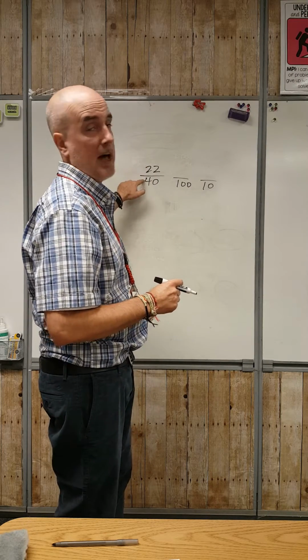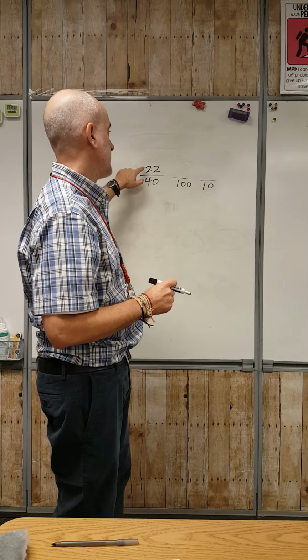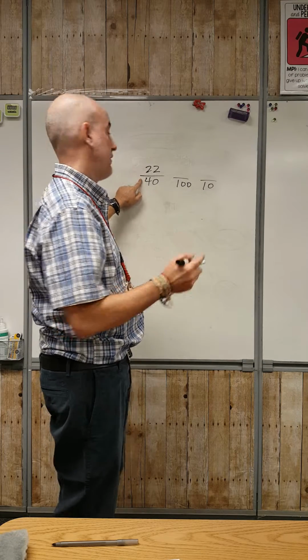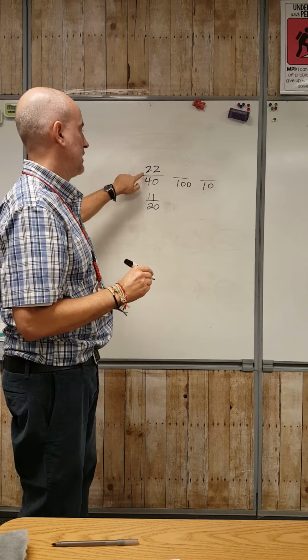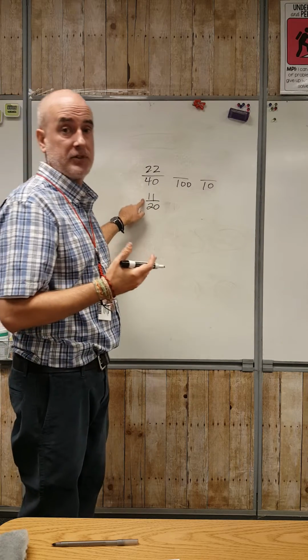So I see that both the top and the bottom are even. That means I could cut the top and the bottom in half. Let me see if that would help. So that would be 11 out of 20. So we learned that this fraction and this fraction are equivalent. They mean the same thing.